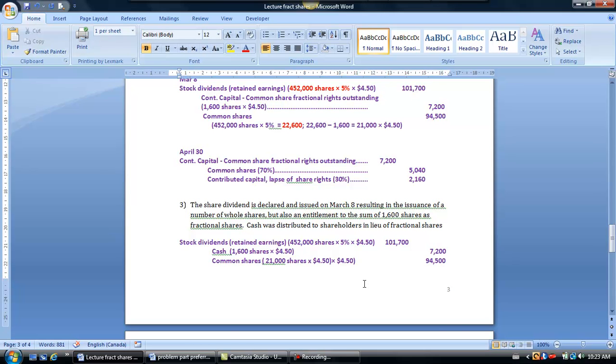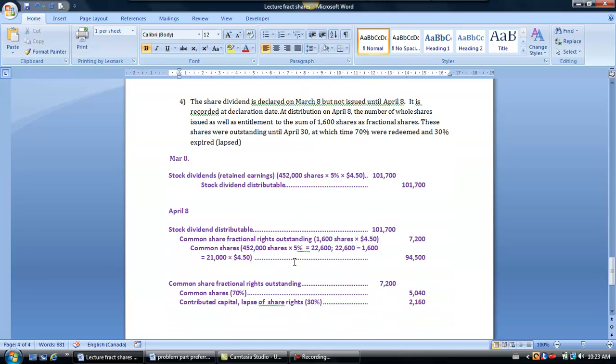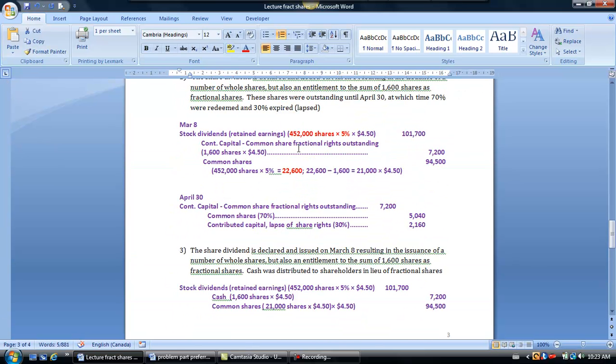Okay, so now if you feel you need to take a break to review these examples so far, you go ahead and do that. I'm going to go ahead to the last example here, which is a little bit different and reminiscent of what you might have done in a prerequisite course when you declare, but you issue the shares at a later date. In this case, we're still going to have fractional shares created. But in this case, all we're saying is that they weren't issued until April the 8th. So the only thing that makes this example different from the second example is the fact that the shares are issued at a different date.